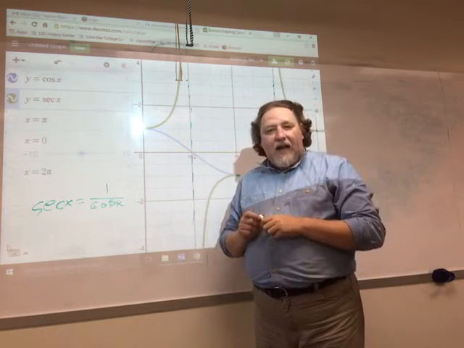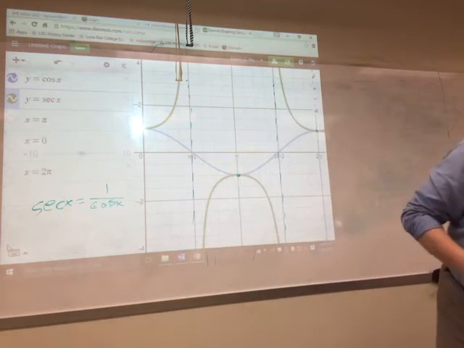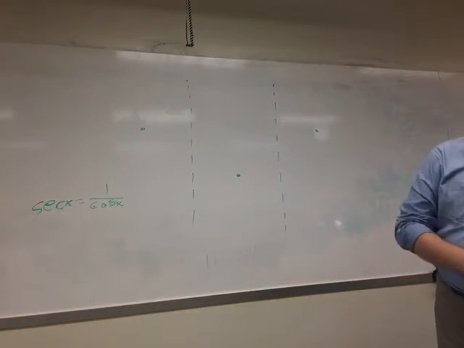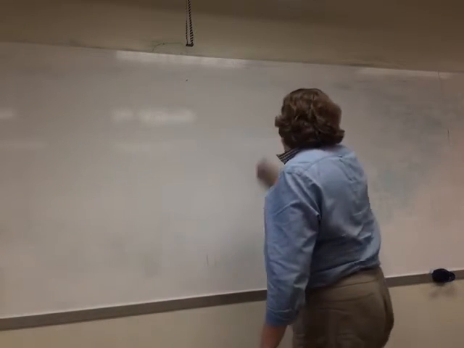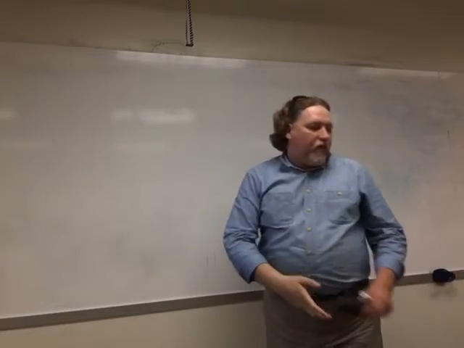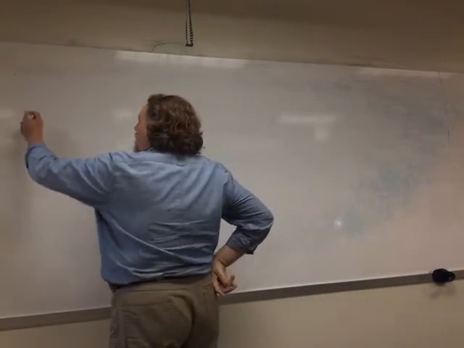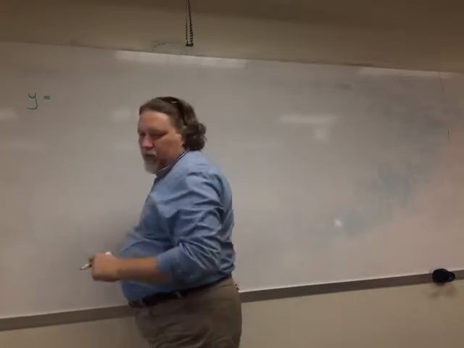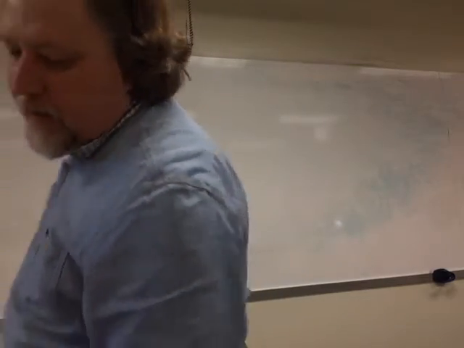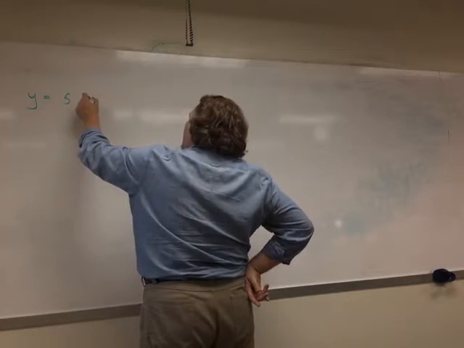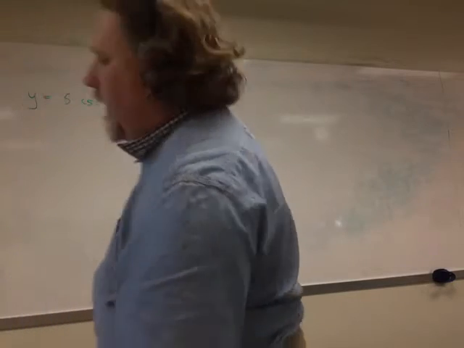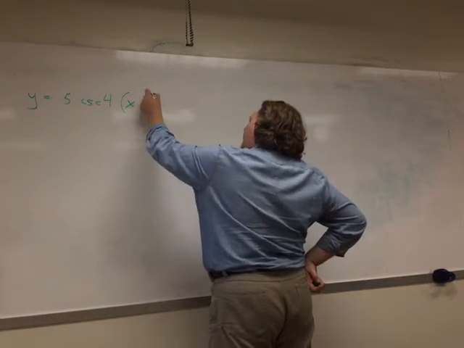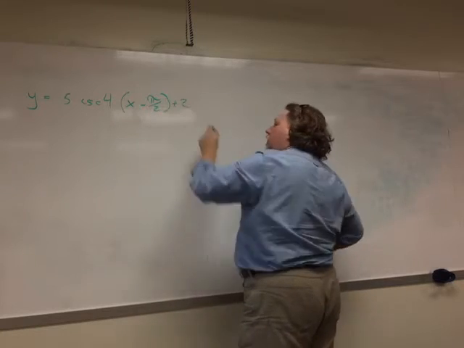Okay, so let's take that idea and now we're going to get away from using Desmos and do something much more similar to what we've been doing in class recently. I want to try and graph one complete period of one of the trig functions. So I'm going to graph one complete period of y equals, I've got it written down right here, folks, 5 times the cosecant of 4 times (x minus pi over 2), add 2.